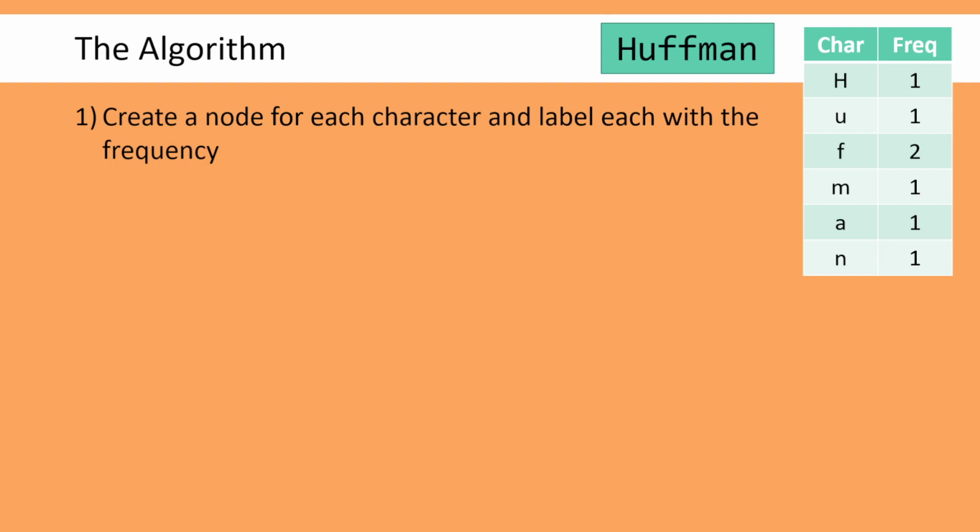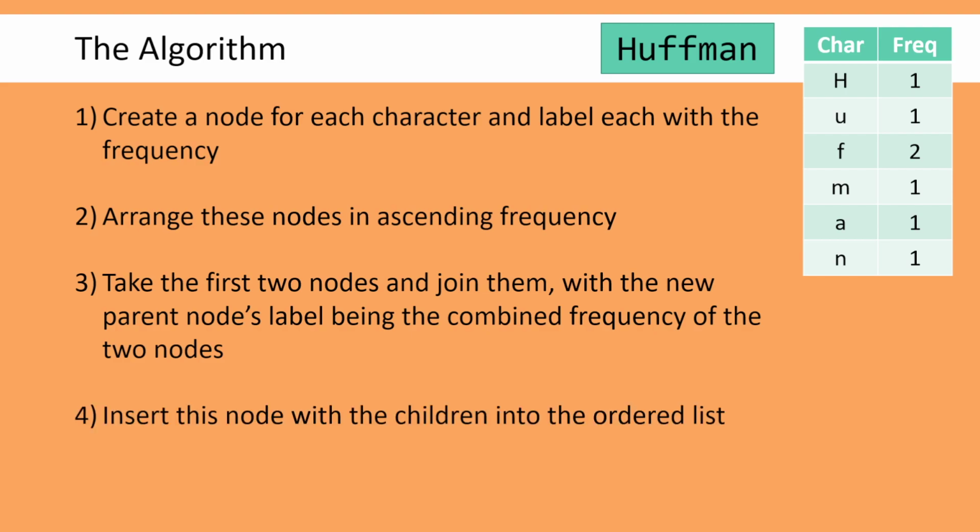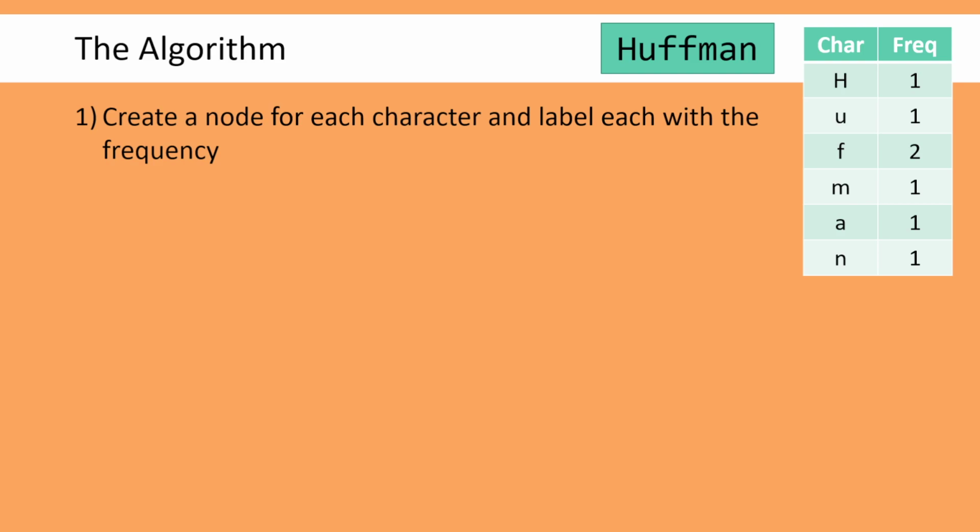We can then create a node for each of those characters and label it with its frequency. We can arrange those nodes in ascending frequency, and take the first two nodes, join them together with a new parent node, the parent node's label being combined with the frequency of the two nodes. I can then insert that node within the children in the ordered list. We then keep repeating steps 3 and 4 until there's a root node. So let's see that in action. If I'm taking Huffman and the letters that appear in the frequency, I can create a node for each letter.